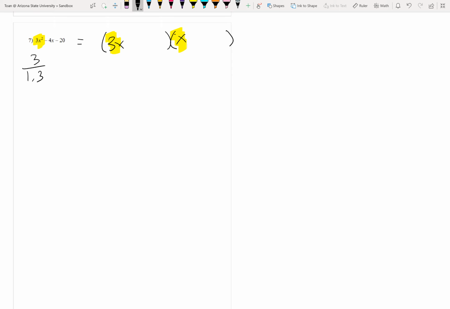3x and x. The last number is a 20, so I'm going to break down the 20 here. 1 and 20, 2 and 10. 3 doesn't work. 4 and 5 works, and then I'm back to 5. The last symbol is a minus.